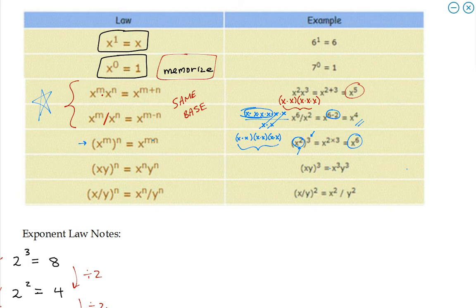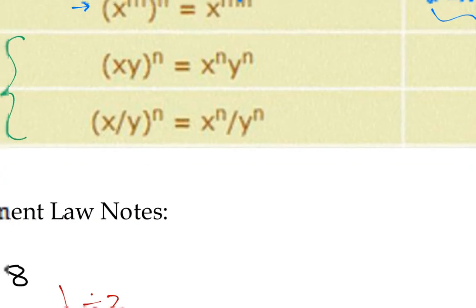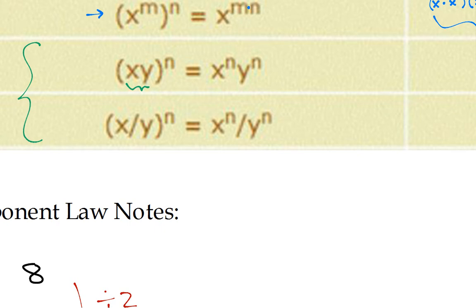And the last two are related as well. These ones are often messed up by even students in later grades. What it's saying is that if you have a product and you raise it to a power n, you have to put that n on both terms. So it's like the n is being placed on both. And you have the exact same result with division. X divided by y in a bracket to the power n is the same thing as x to the n divided by y to the n.